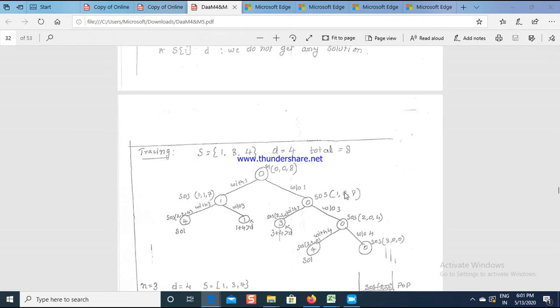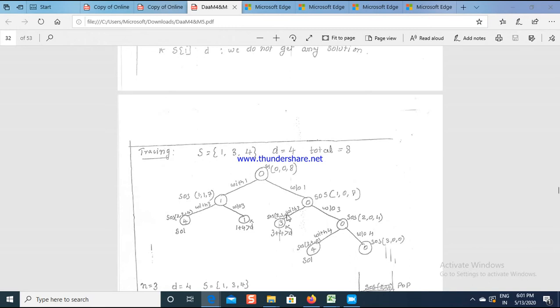And what is your weight? It is 0 plus 3, 3, and 7 minus 3, 4 total. When I move towards the right branch, index is incremented by 1. Weight will be the same as the parent, because it is without. Then total is 7 minus 3, 4. Because whether it is with or without, anyhow we have considered that element. So it will be 4 only. Here it is 2, 0, 4.